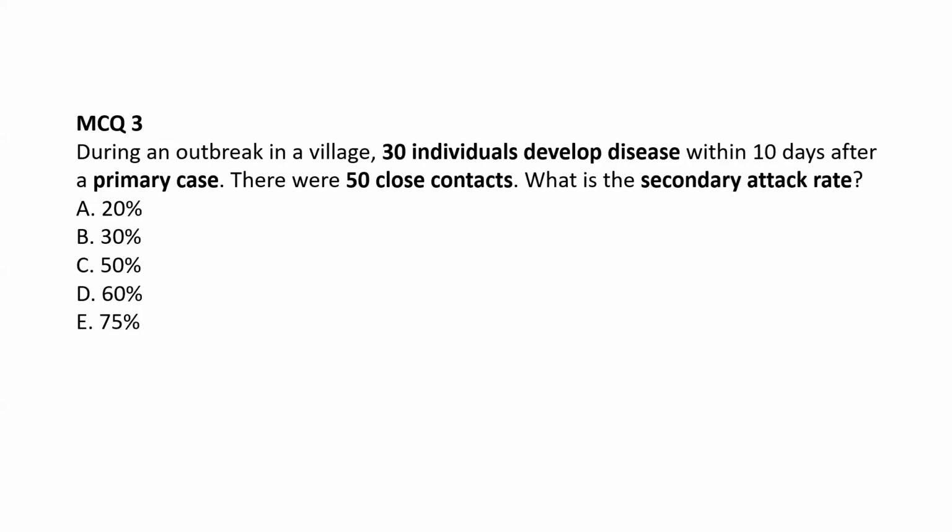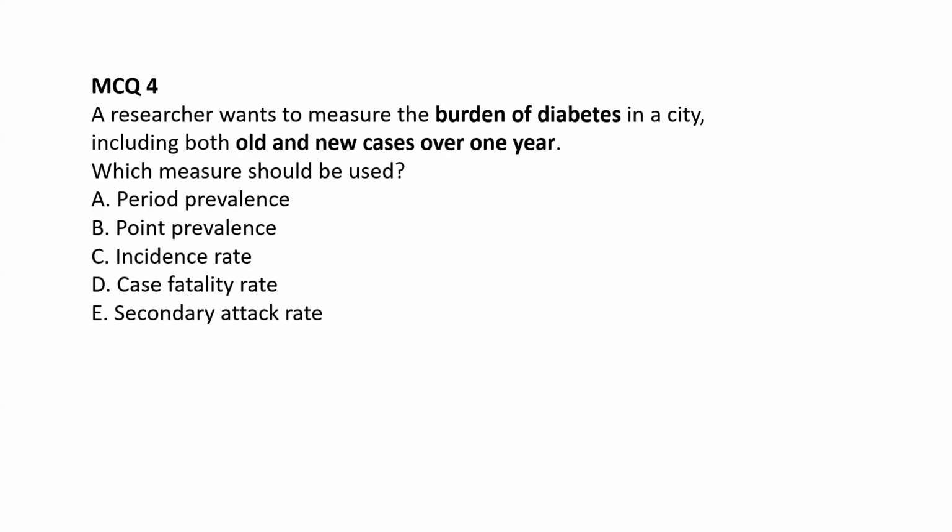MCQ number 3: During an outbreak in a village, 30 individuals developed disease within 10 days after a primary case. There were 50 close contacts. What is the secondary attack rate? A, 20%; B, 30%; C, 50%; D, 60%; E, 70%. D is the right option. So this is the calculation: 30 by 50 multiplied by 100 is 60%.